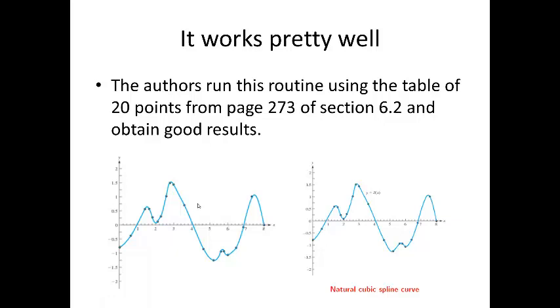The authors run this routine using the table of 20 points that is given as an example in section 6.2, and they get pretty good results, as you can see over on the left. On the left you see the quadratic interpolating spline from this section, and on the right you see the natural cubic spline from section 6.2. Both of them look pretty good as a graph of the curve.